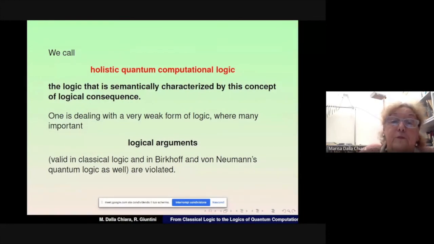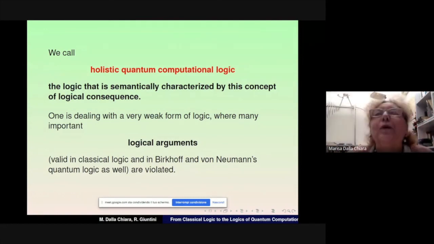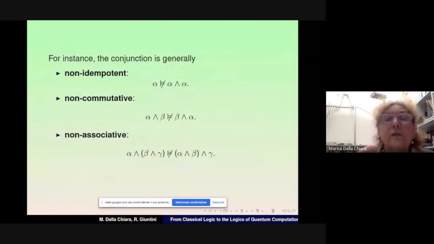You know that Birkhoff and von Neumann's quantum logic is the first form of quantum logic that has been proposed by Birkhoff and von Neumann in the celebrated paper, The Logic of Quantum Mechanics. This historical form of quantum logic is different from the holistic quantum computational logic, because many logical arguments that hold in Birkhoff and von Neumann's quantum logic are violated in our holistic quantum computational logic. So this is a very poor logic, very weak logic.